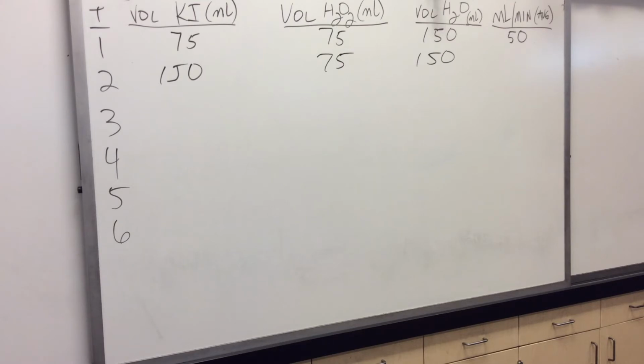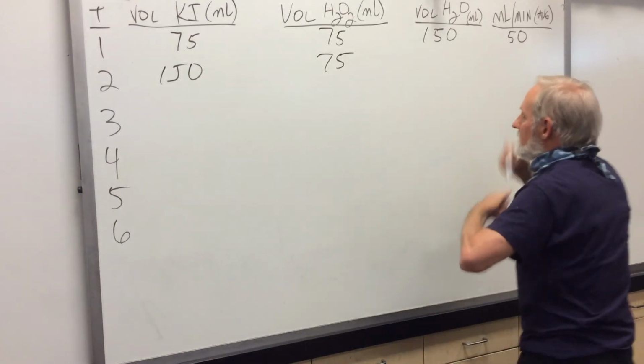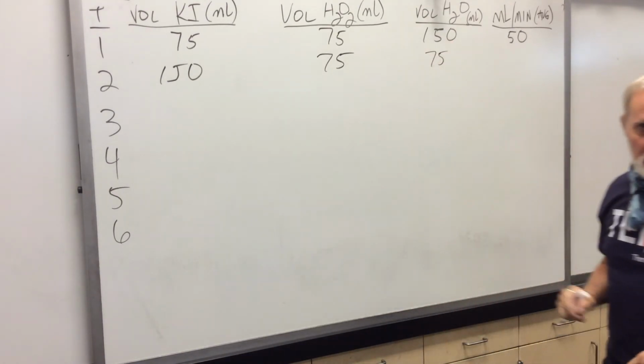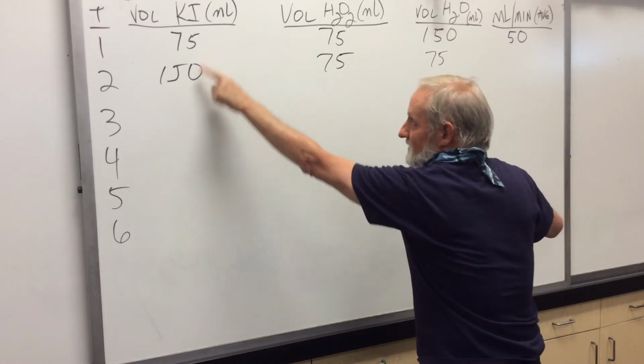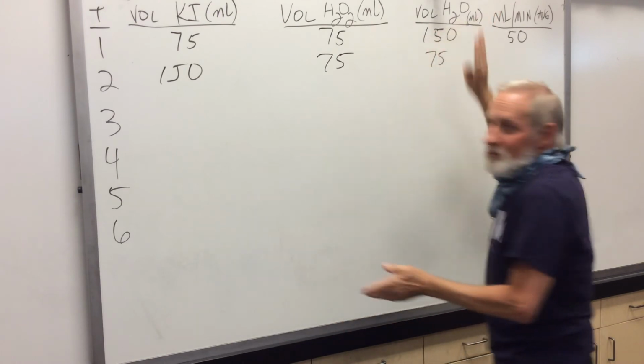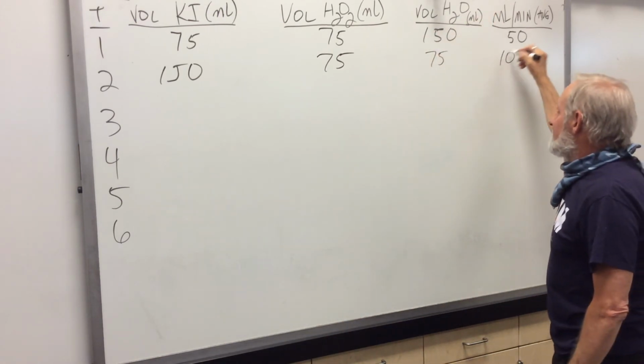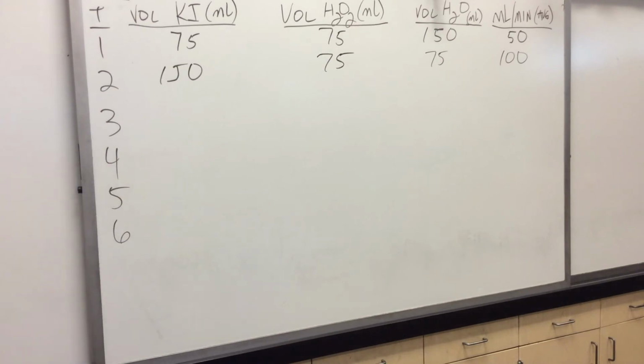So in trial 1, 75 milliliters of potassium iodide is in the total of 300. So in trial 2, when they make the potassium iodide 150 and leave the hydrogen peroxide at 75, we want the water then to be 75, so that the total is actually 300 again. Now this is twice as much, this is the same, and we don't really care about the water. And then we should get approximately a doubling.